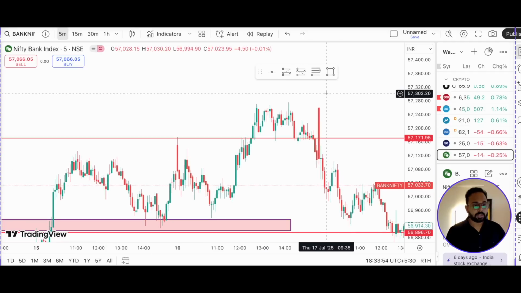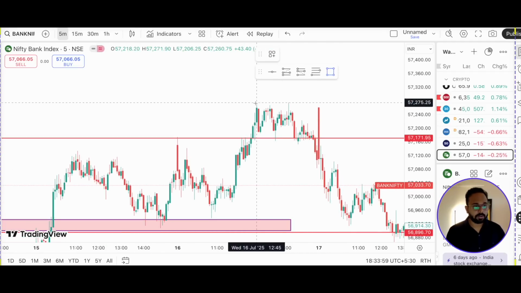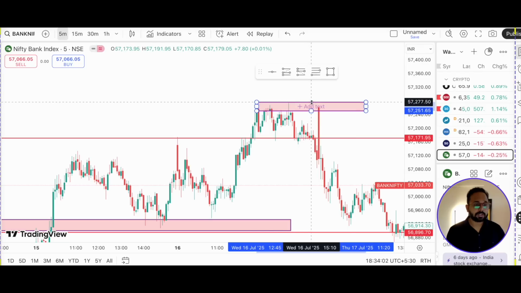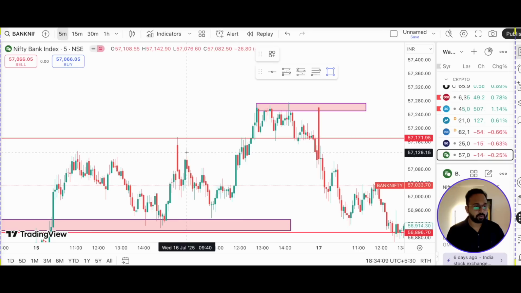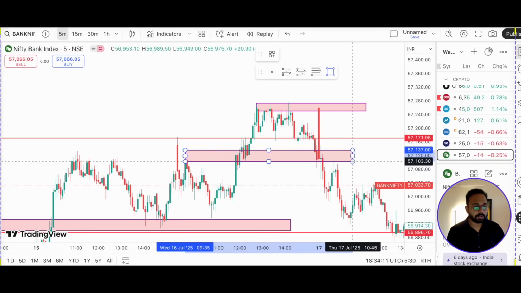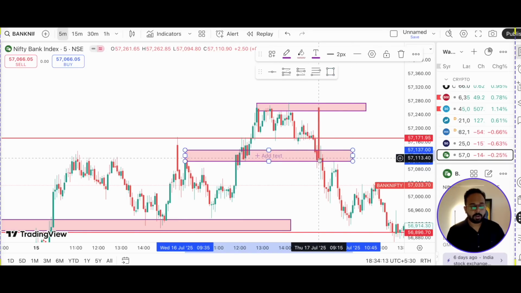And next you can see the next day also, let's say 17th of July, you have marked the previous day high. As long as this level holds, you should not be looking for a bullish trade. The market opened with a very big gap down. Here you can see this zone was acting as a resistance area. Okay, the market held on to this range.